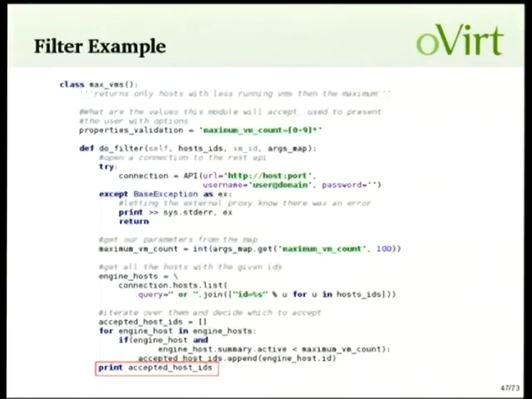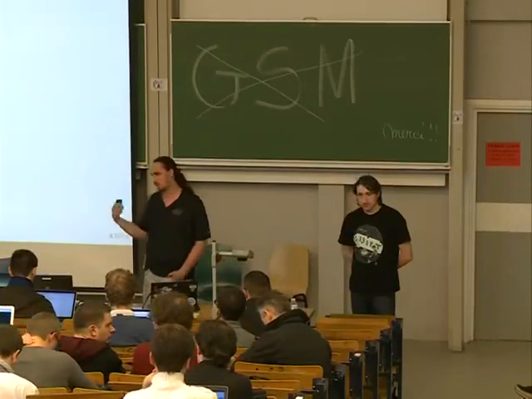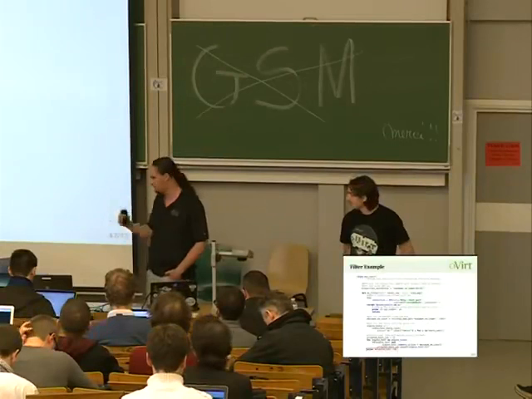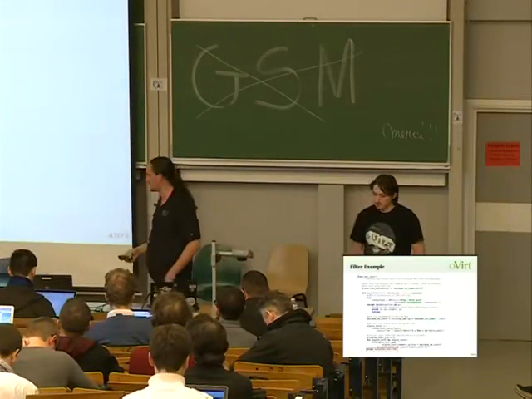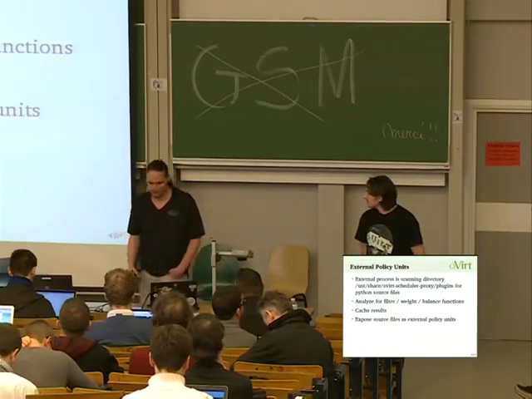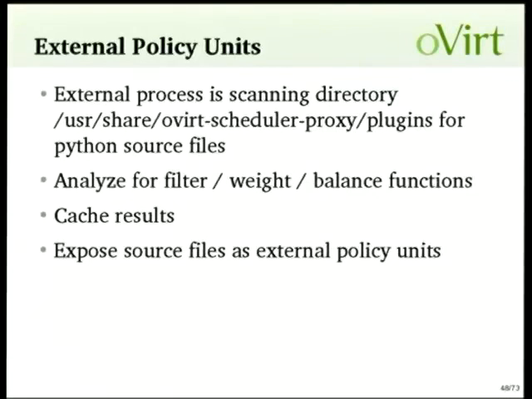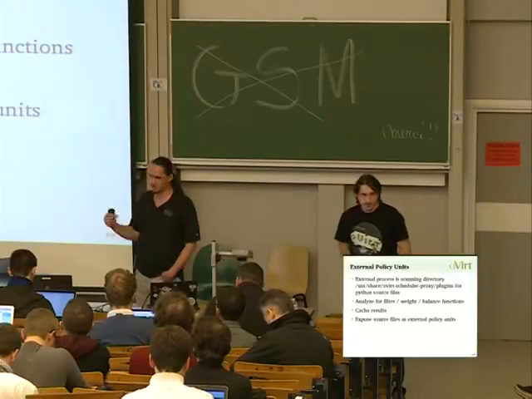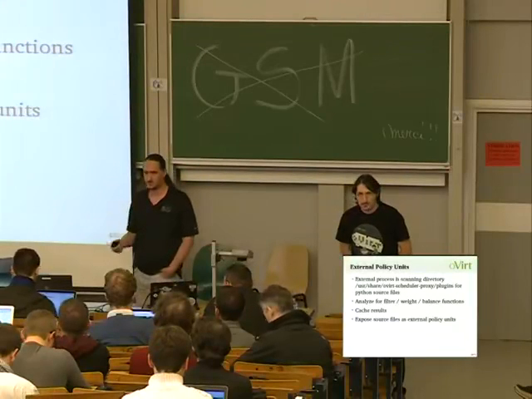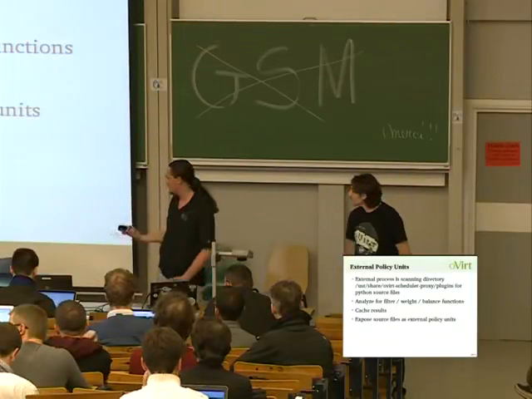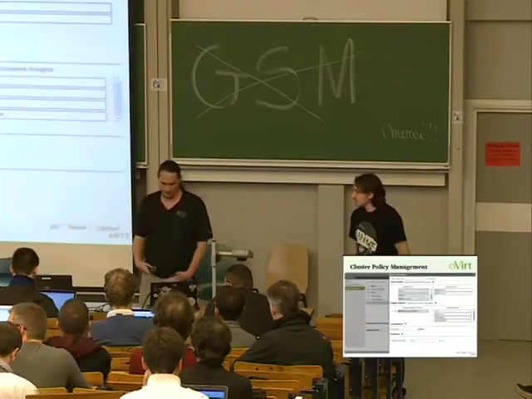So basically, the filtering module is the same for the weight module, just some different method that we need to implement, and the same for the load balancing module, which is also a method. So we can have a file with one module, or we can have a file with all the modules implemented, and then there's some logic that each module does. And this all goes into an external policy unit. So basically, there's some process running as a library on the engine, and it analyzes the filters, the weights, the balance functions, finds them, creates module representations to use in the engine, and it can be used in the engine, so we'll see how to use it.